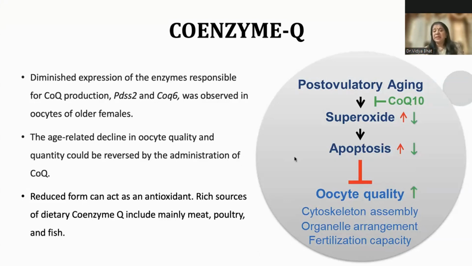So what exactly happens here? In post-ovulatory aging, you have an increase in superoxide and an increase in apoptosis. So when you give coenzyme Q, the superoxide decreases, apoptosis decreases, the oocyte quality is better, and the cytoskeleton assembly, organelle arrangement, and fertilization capacity are better.